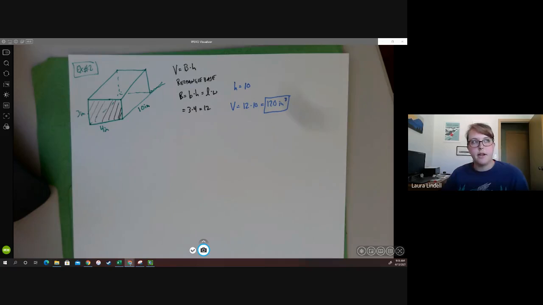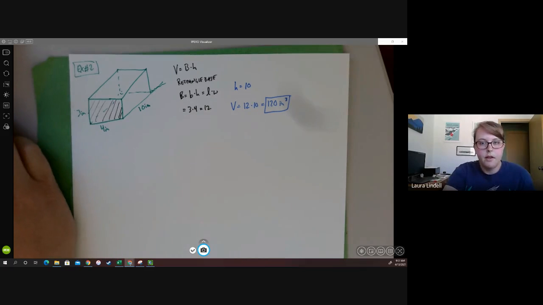Any questions on the second one? Any numbers we're not sure where they came from? Steps we're not sure why they happen or how they happen? Okay. Then last example before you guys get to try some on your own.